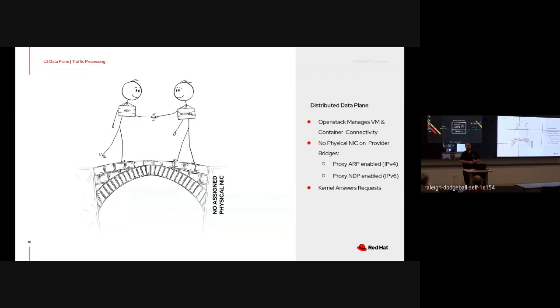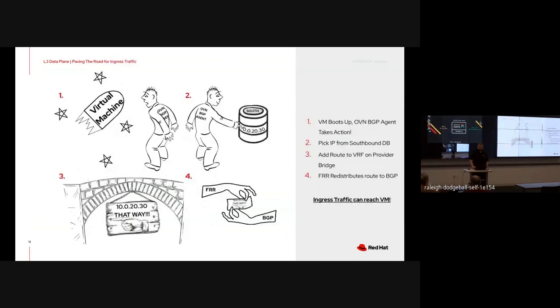What is proxy ARP? For IPv4 traffic, proxy ARP is a simple piece of technology that just says, respond to ARP requests on that given network. Similar idea for IPv6 traffic, where we don't have ARP anymore. We have NDP. NDP stands for Neighbor Discovery Protocol. You enable proxy NDP on that given bridge, and the Linux kernel can now answer NDP requests, much like it answers ARP requests. What happens when a new VM boots up?